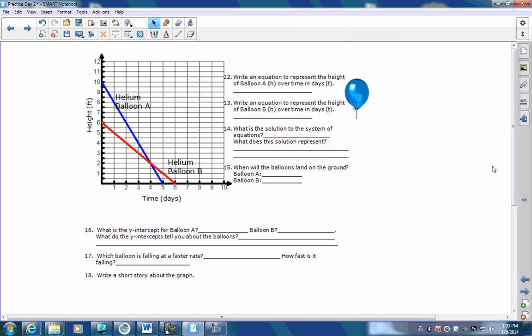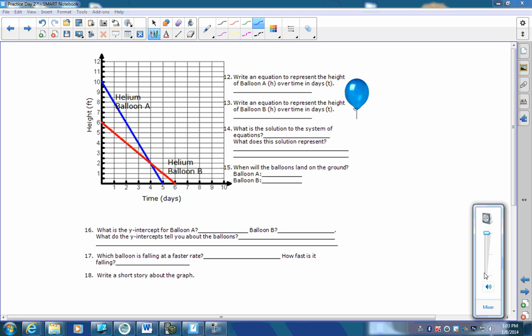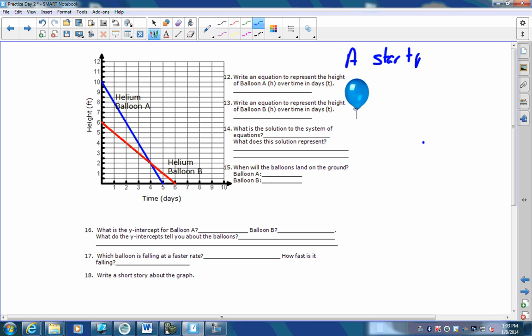All right, on the back of your sheet right here, it's giving us a graph, and it's talking about the time in days and the height of a balloon. And it says, write the equation to represent the height of balloon A over time in days. Okay, so we're talking about balloon A. First off, we need to find for balloon A what's the starting point. Line A starts at 10. So my y-intercept is 10. It's going down, but what is it decreasing by?